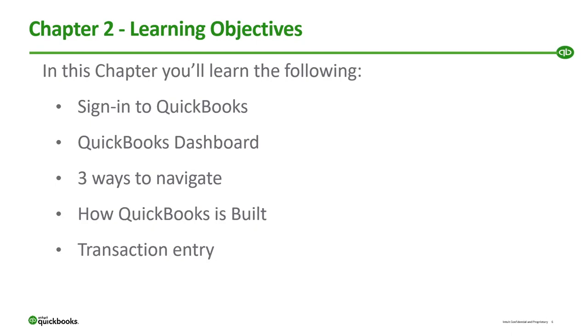A couple of key points before we jump into what's on the screen currently. I just want to make one thing really clear. The most important aspect of QuickBooks and the information on hand is the quality of information that you put into QuickBooks. Well, what do you mean by the quality of information? There's an old saying within QuickBooks that dates back about 30 years. It's garbage in and then it's garbage out.